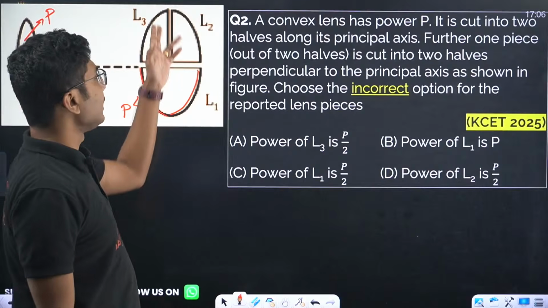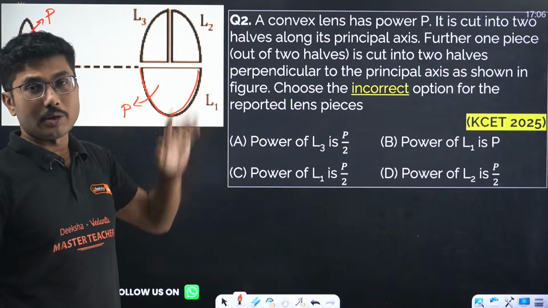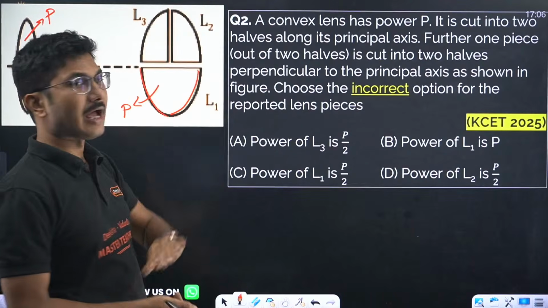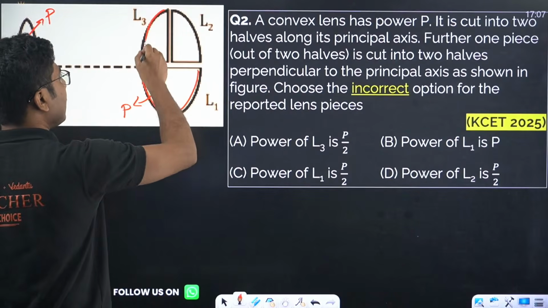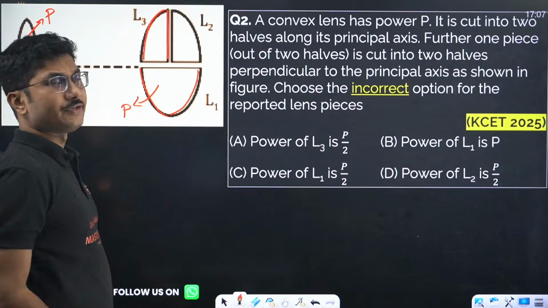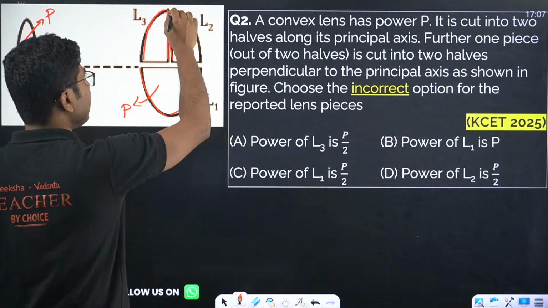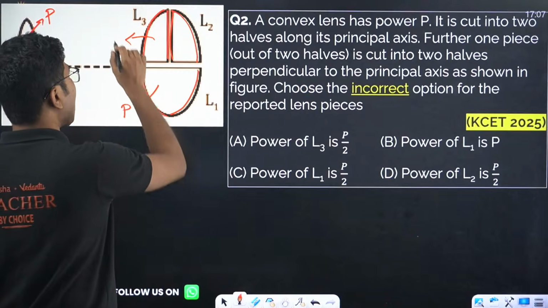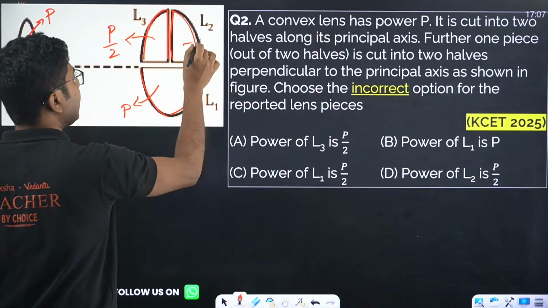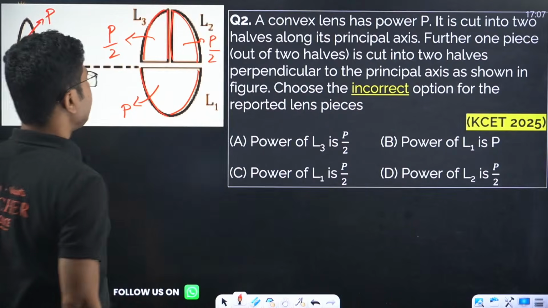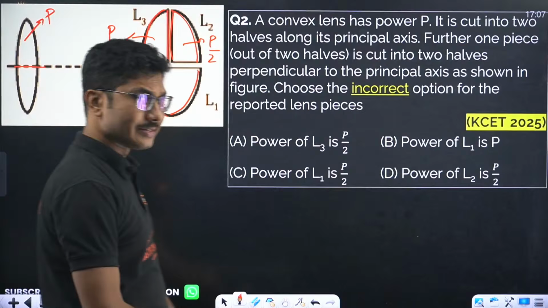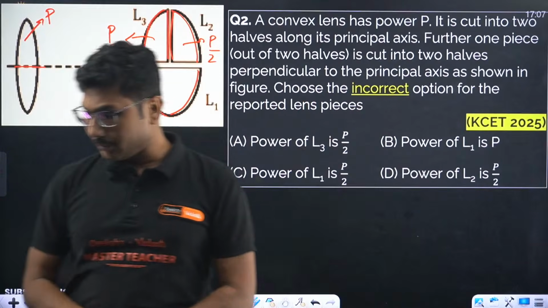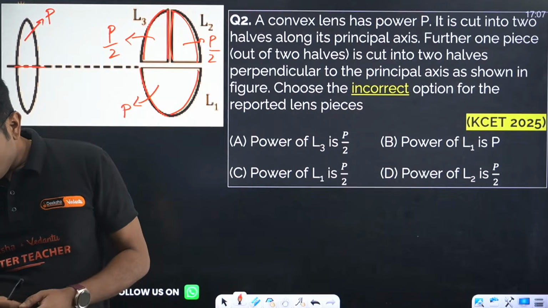Now when you cut the lens in the direction perpendicular to the principal axis, each half will have a different power, because this curvature remains the same and this curvature becomes infinity. Similarly here, this curvature becomes infinity and this curvature remains the same. So the power gets halved, because it's an equiconvex lens. The power here will be P by 2 and the power here will also be P by 2. This is how the power changes when you cut a lens. When you cut the lens along the principal axis, power remains the same.